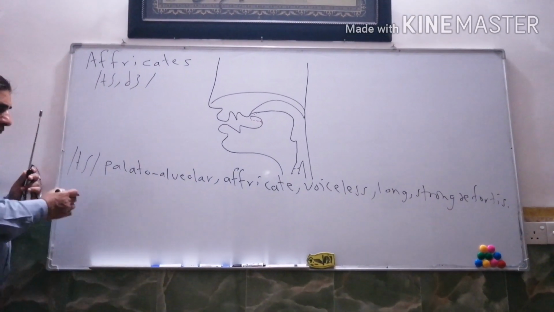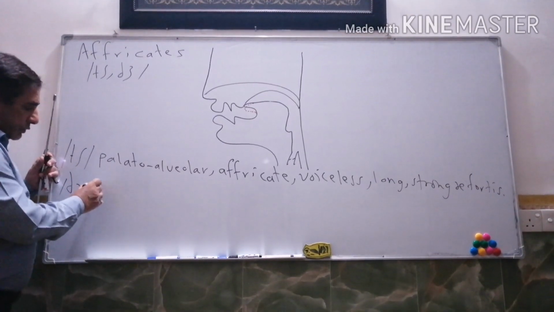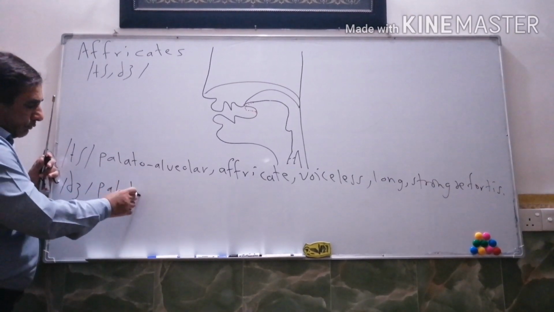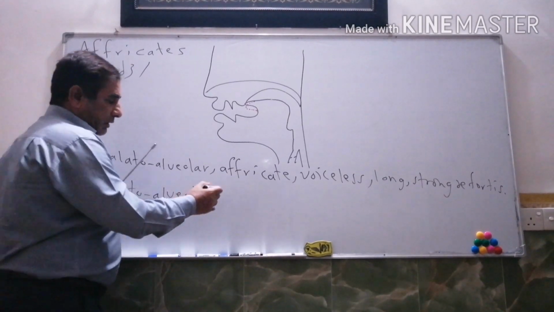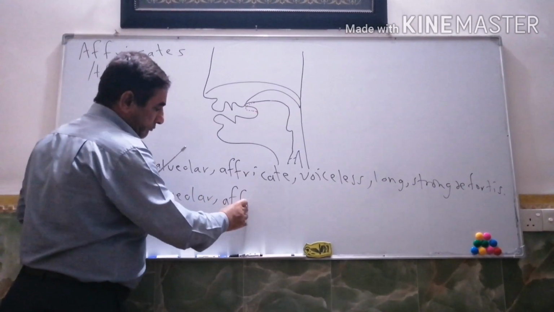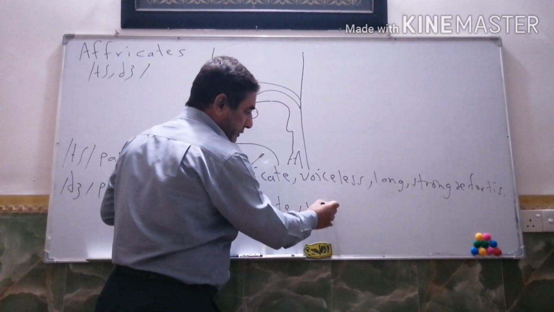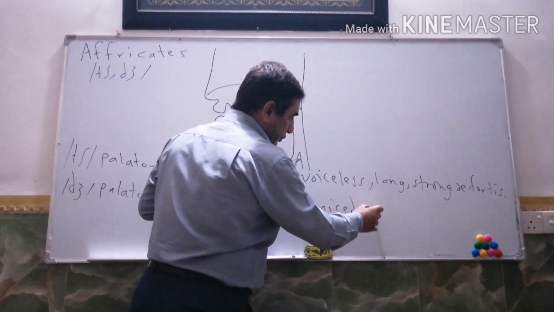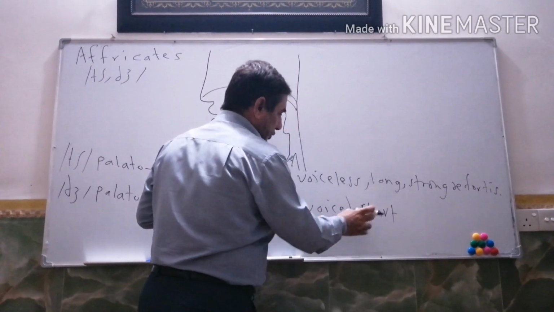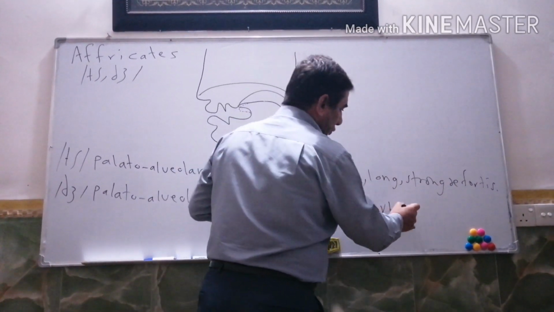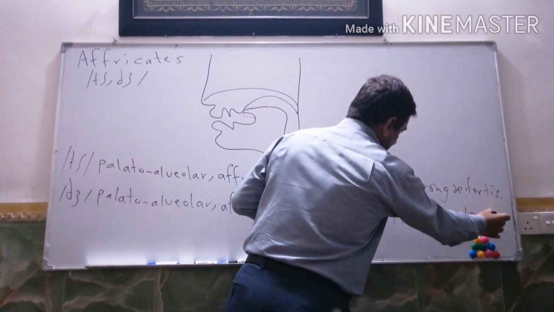And for J, this sound is also palato-alveolar, and it is also affricate, but it is voiced and short, weak, and lenis.